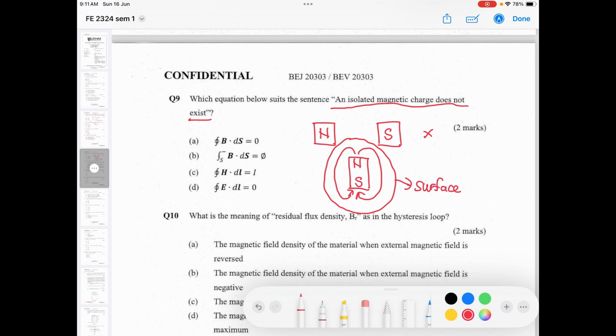Meaning that the magnetic flux will start from itself and terminate at itself. It won't go outside the surface. So the answer is this one: the magnetic flux passing through the surface will be equal to 0.